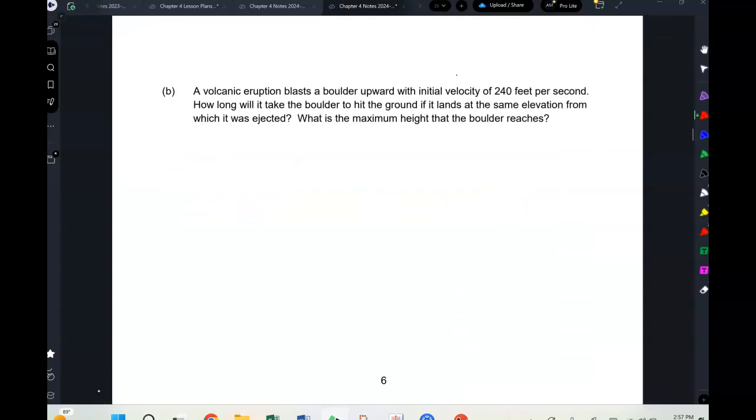So take a look at what we have here. We have an initial velocity of 240 feet per second. That's my V naught. How long will it take for the boulder to hit the ground? So we're looking for T. All right. So H of T is equal to 240T minus 16T squared.